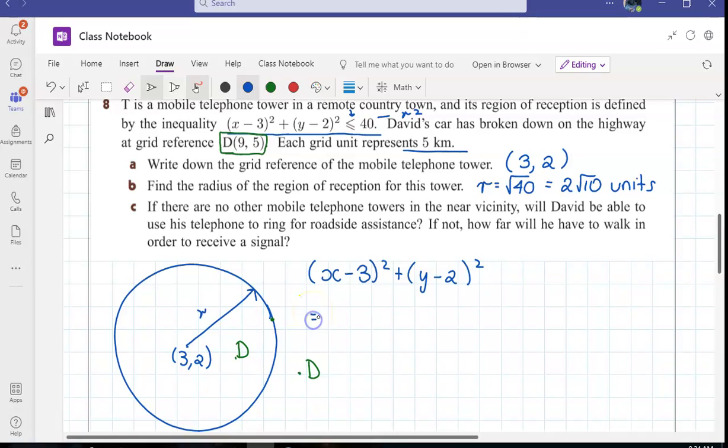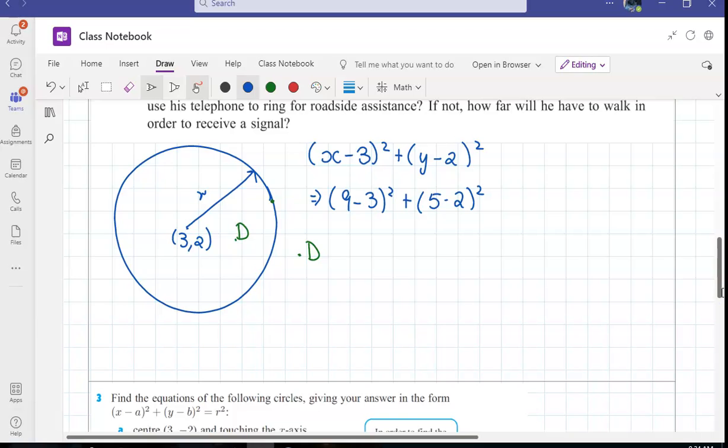Okay, so Dave, 9.5, we're going to go 9 minus 3. Oh dear. So that's greater than 40.